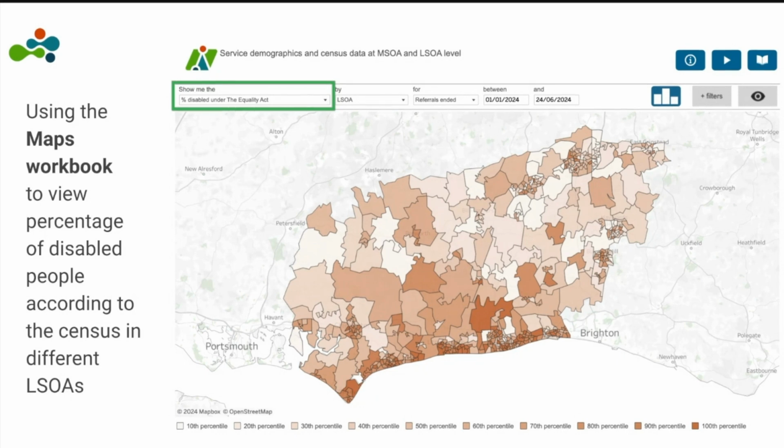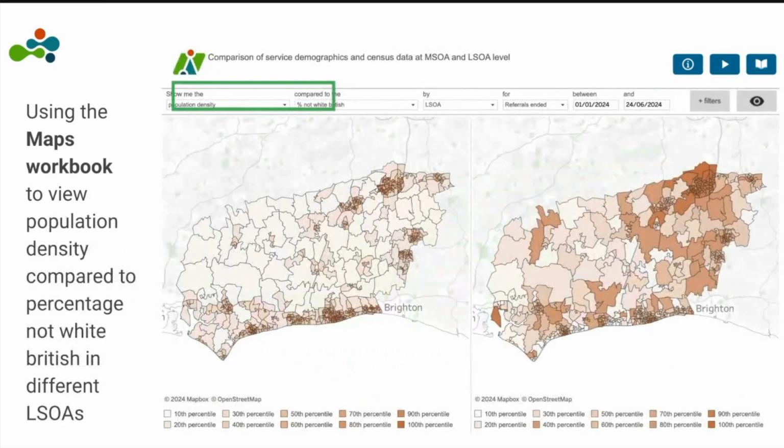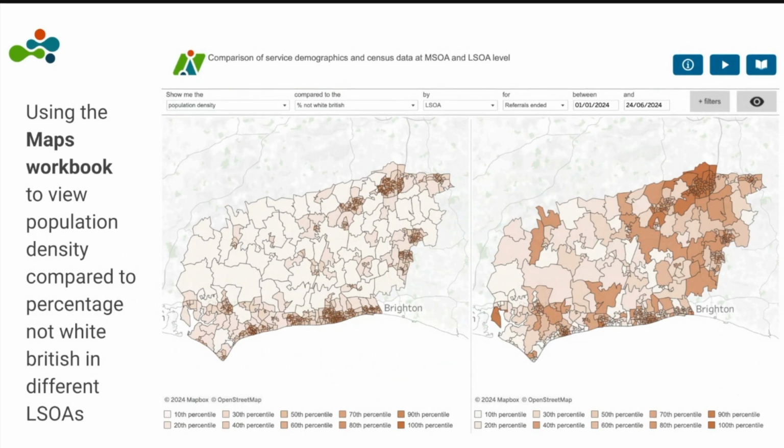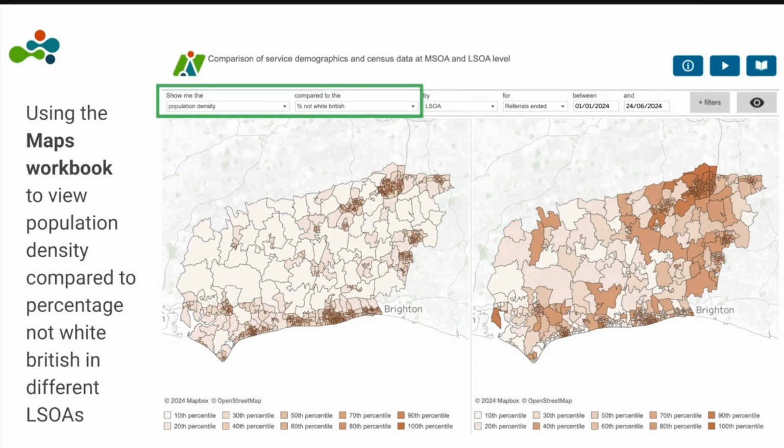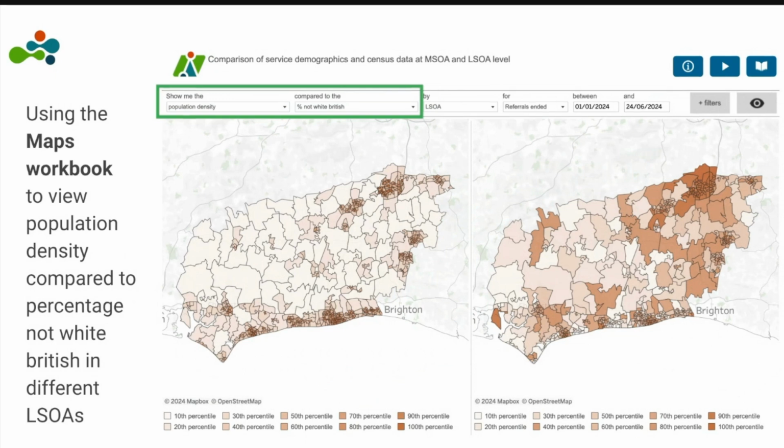There is also a facility in the workbook to compare the maps alongside each other. In this example, we're just looking at two census metrics, but there are also service metrics in there, such as referrals received, initial severity of PHQ-9 or GAD-7 symptoms, attendance rates, those kinds of things.